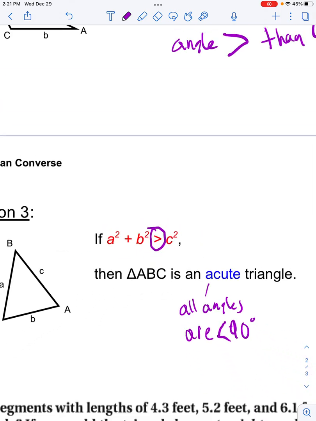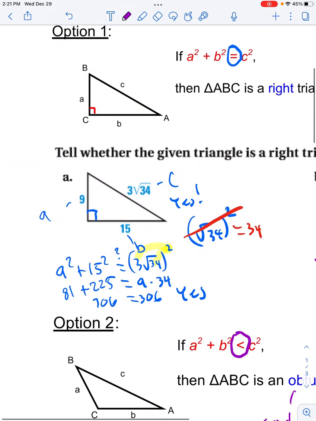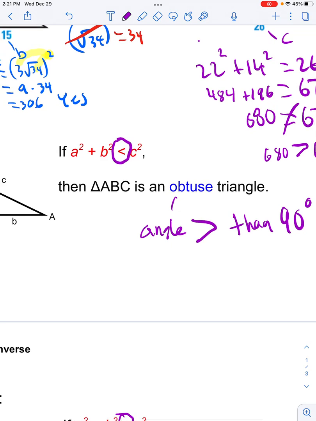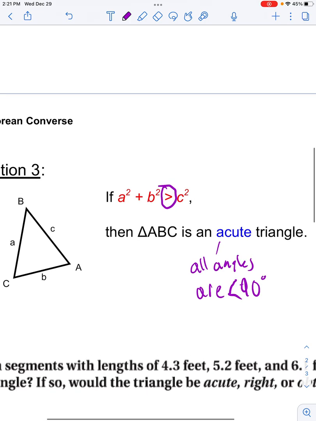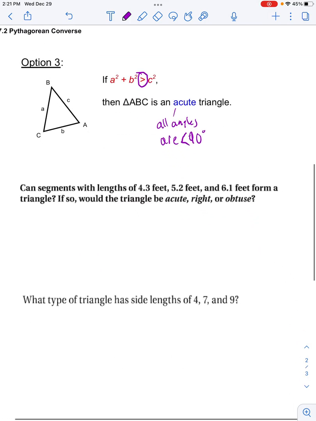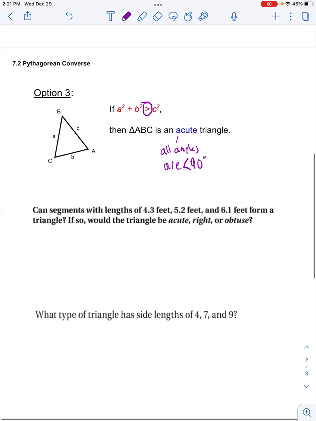So again, the process doesn't necessarily change. You just have to determine, does it equal? Is a squared plus b squared smaller than c squared? Or is a squared plus b squared greater than c squared, which means you would end up with an acute triangle. So let's take a look. Can segments with the lengths of 4.3, 5.2, and 6.1 feet form a triangle?